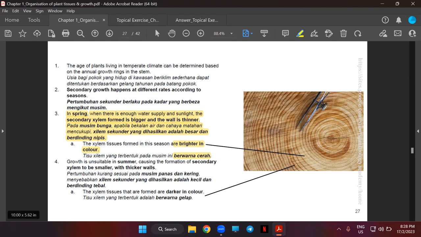Markah kedua, growth is unsuitable in summer, causing the formation of secondary xylem to be smaller with thicker walls, which are darker in color. Pertumbuhan kurang sesuai pada musim panas dan kering menyebabkan xylem sekunder yang dihasilkan adalah kecil dan berdinding tebal di mana ianya berwarna gelap. Ini jawapan dia. You get 2 marks. Dapat 2 markah.